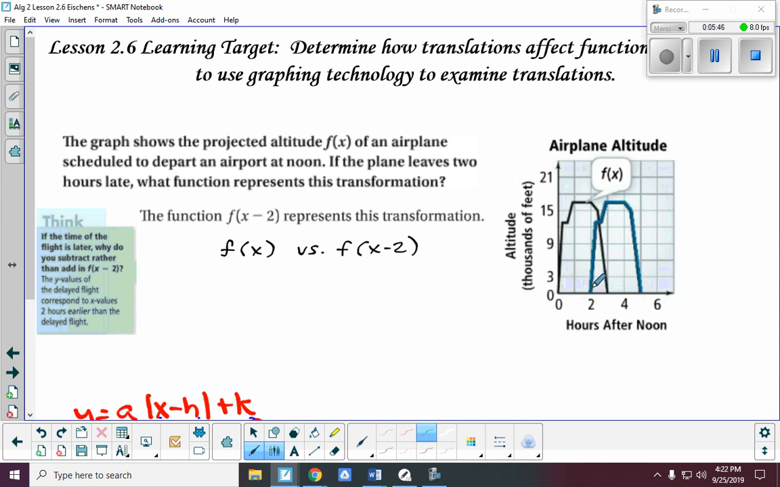So what you'll notice is that the y values of the delayed flight correspond to the x values 2 hours earlier. So if we compare f of x, the original equation, compared to f of x minus 2, this new graph is shifted to the right 2. So when you see x minus 2 in parentheses, that is a translation 2 units to the right.